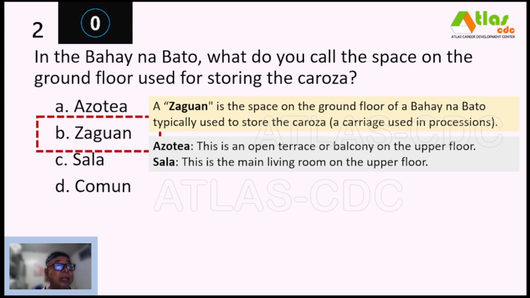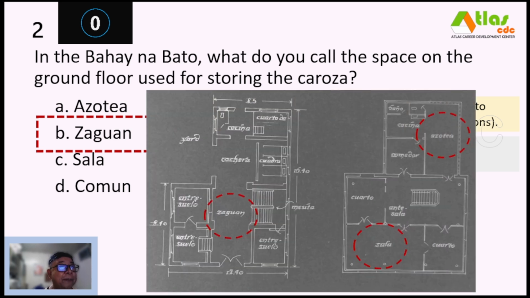Azotea is an open terrace or balcony on the upper floor. And sala is the main living room on the upper floor. So ito yung sample floor plan ng bahay na bato. Yung saguan yung nasa ground floor. Dito nakalagay yung mga karosa. At yung nasa taas is the azotea o parang porch na parang balcony sa taas, and we have the sala. Okay, ang kitchen is the kusina, dining room is the comedor, and the bedrooms are the kwarto.